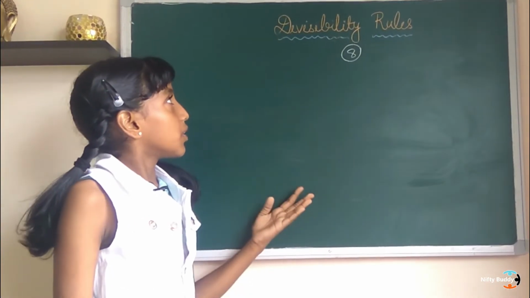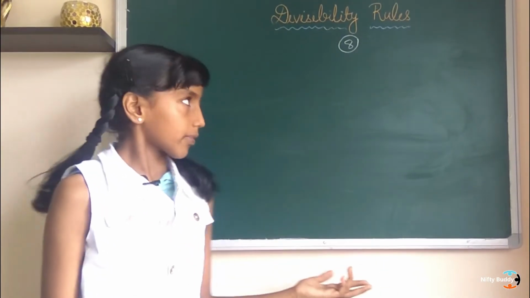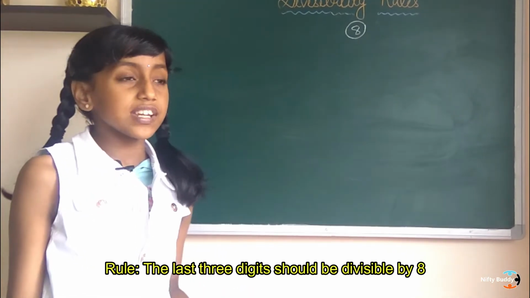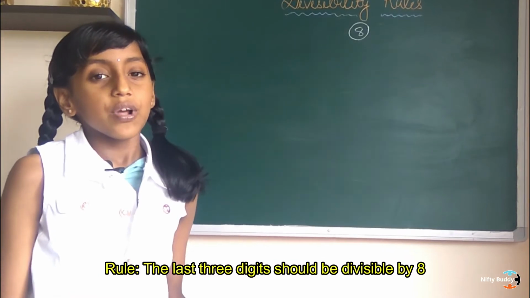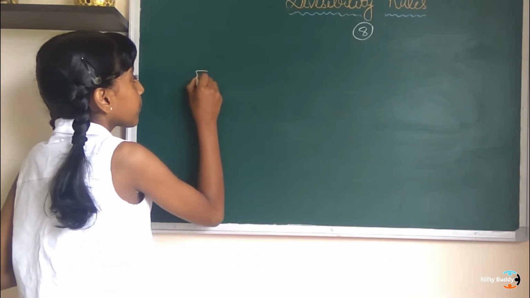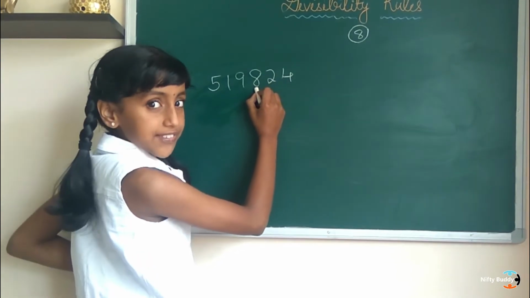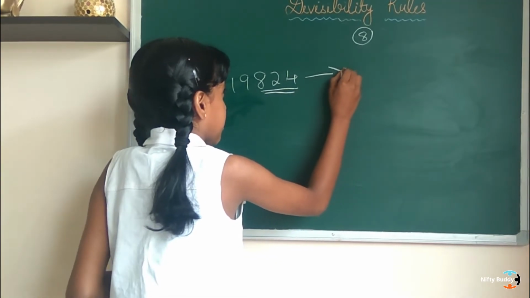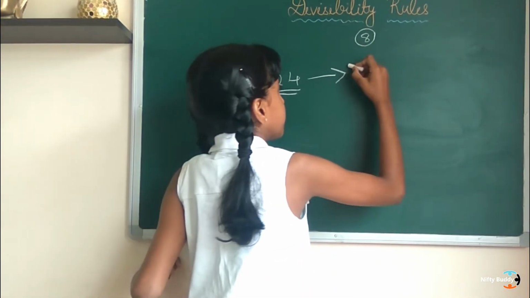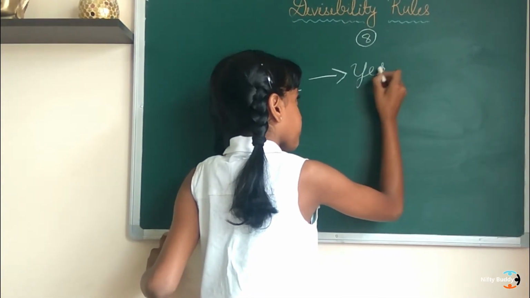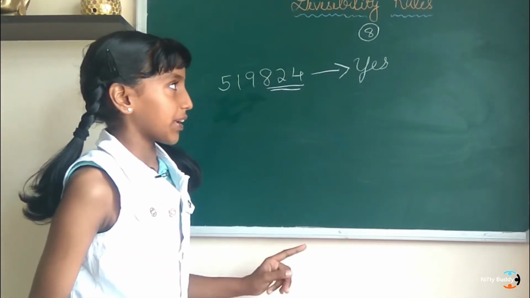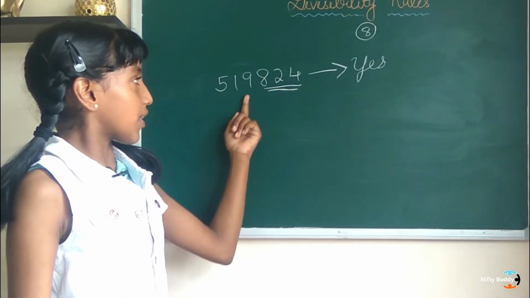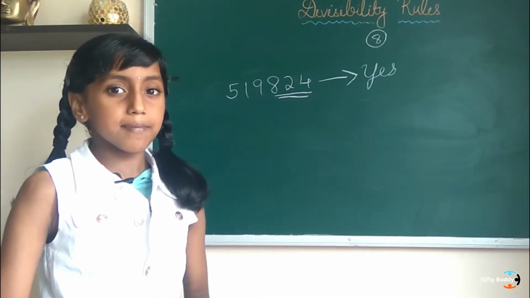Next, we are going to be looking at the divisibility rule of 8. The divisibility rule of 8 is the same as 4, but the only difference is we need to take the last 3 digits. Now let us look at a few examples. Now we need to take the last 3 digits and see whether it is a multiple of 8. Yes, 824 is a multiple of 8, so the number 5,19,824 is divisible by 8.